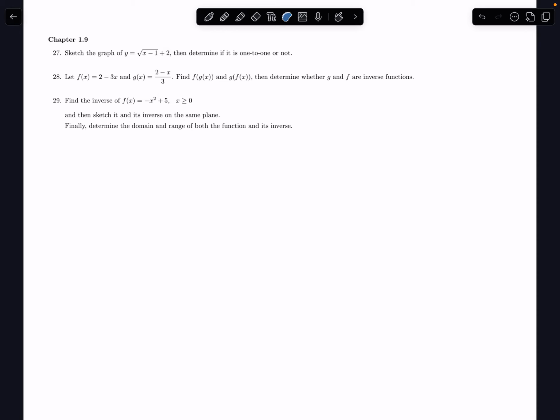Okay, guys, we're almost at the end. Last section, 1.9, about inverses. No biggie, no biggie. These are not such a big deal.